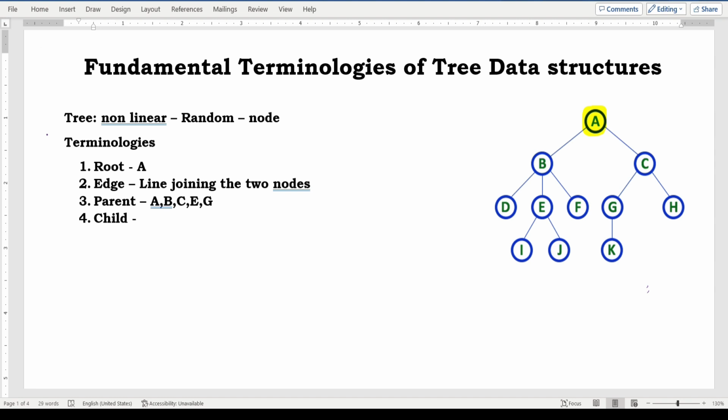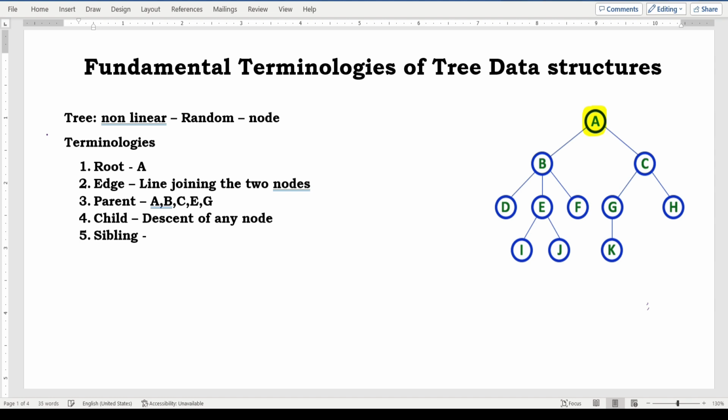B and C are the children of A, and G and H are the children of C. K is the child of G. Obviously, you know that. So, descendant of any node. The descendant of any node is called a child. And number 5 is sibling.